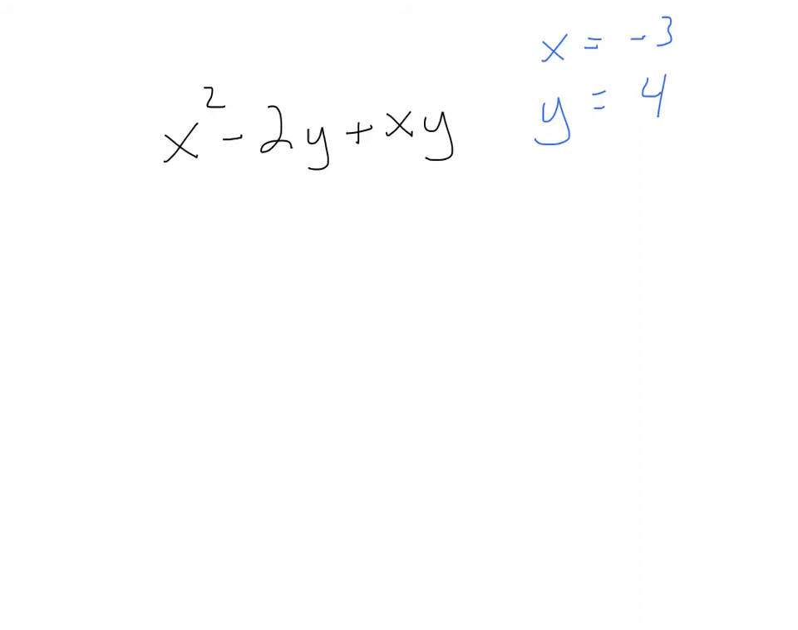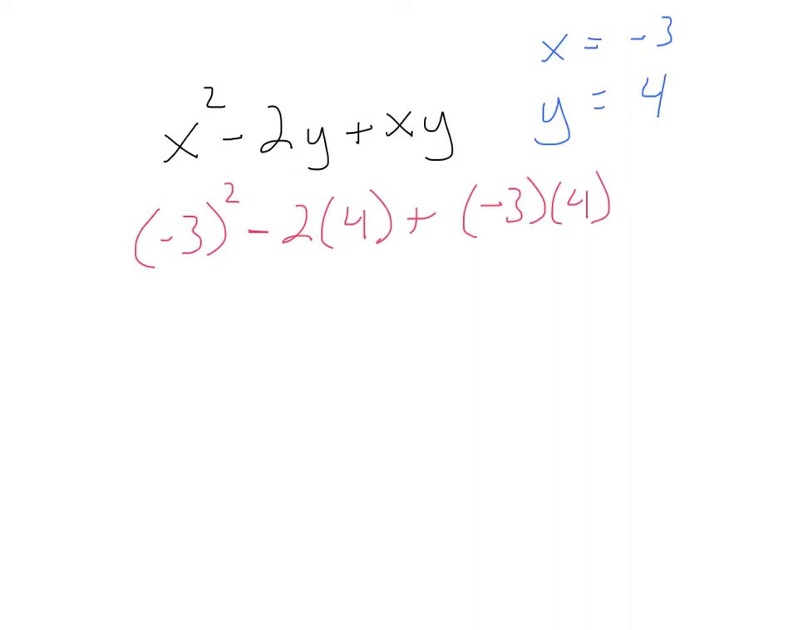So the first thing I want to do is to substitute in the x with negative 3. Now remember, x is the base and x is negative 3, so I want to make sure that my base is negative 3. So I put it in parentheses. So (-3) squared minus 2 times 4 plus negative 3 times 4. Sometimes using the parentheses might help you keep it organized. That's one thing I like to do. You don't have to use the parentheses.